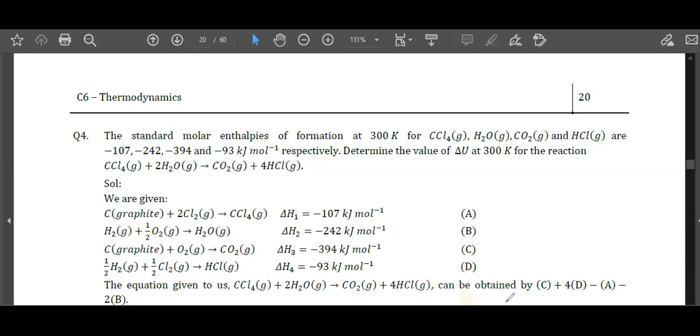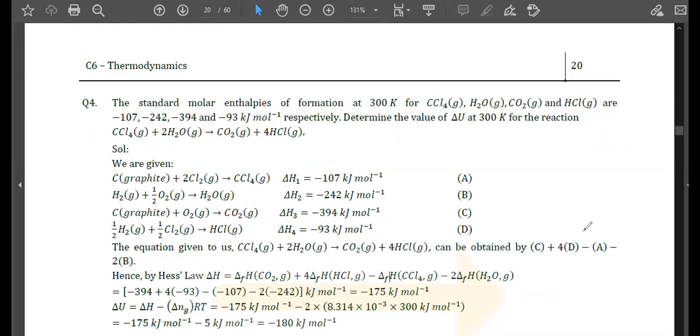Delta H was also wrong, Karishma. So if you calculate, delta H will be minus 175 kilojoule per mole. See this? How to calculate? How to use Hess's law? I hope all of you have understood the concept.